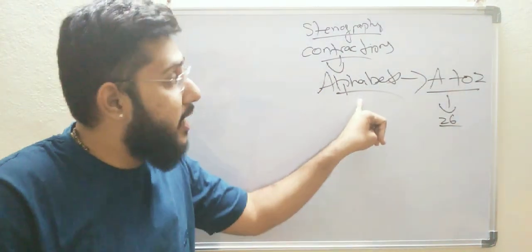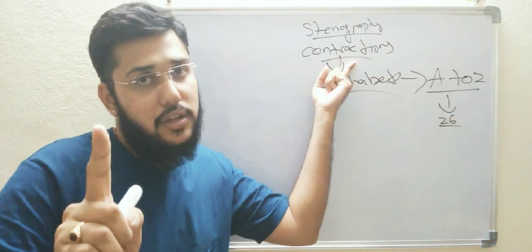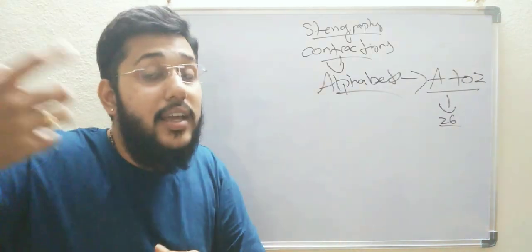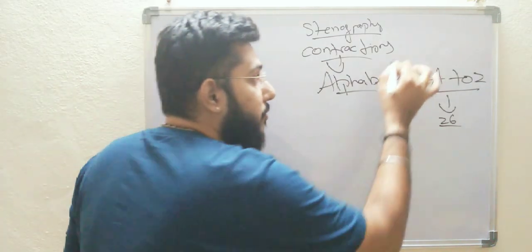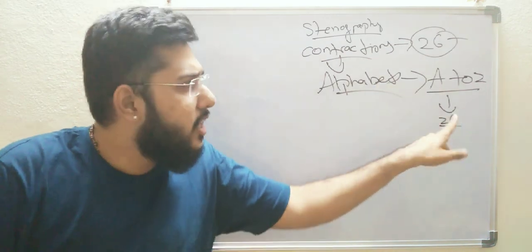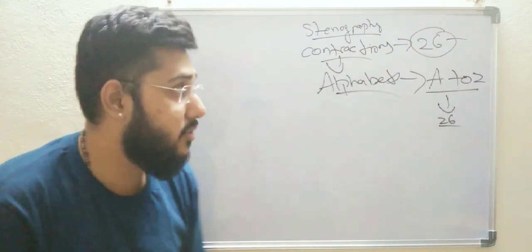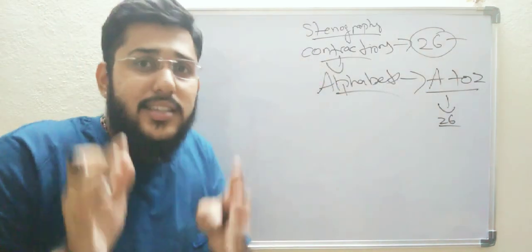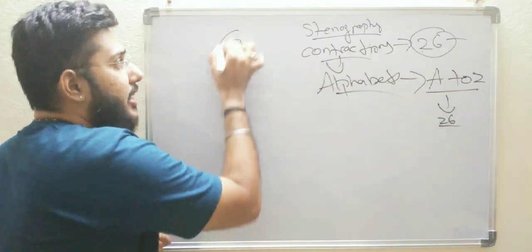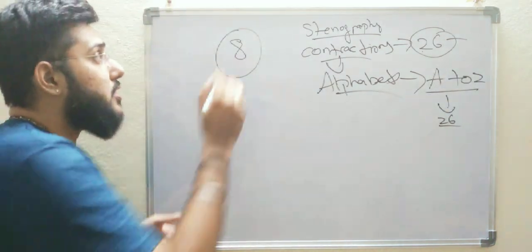The same alphabets in the stenography language, you are supposed to call a contraction. You are not supposed to call it an alphabet. The language we use is contraction. So how many contractions do we have? We have 26 contractions, just like the 26 alphabets from A to Z. Today, out of 26 contractions, let us discuss the first 8. In this video, out of 26, I am going to teach you the first 8.